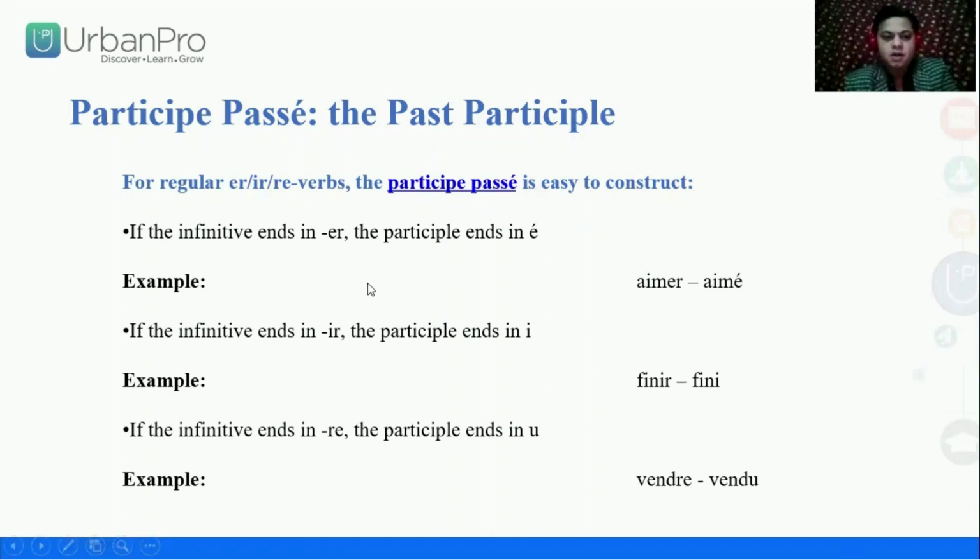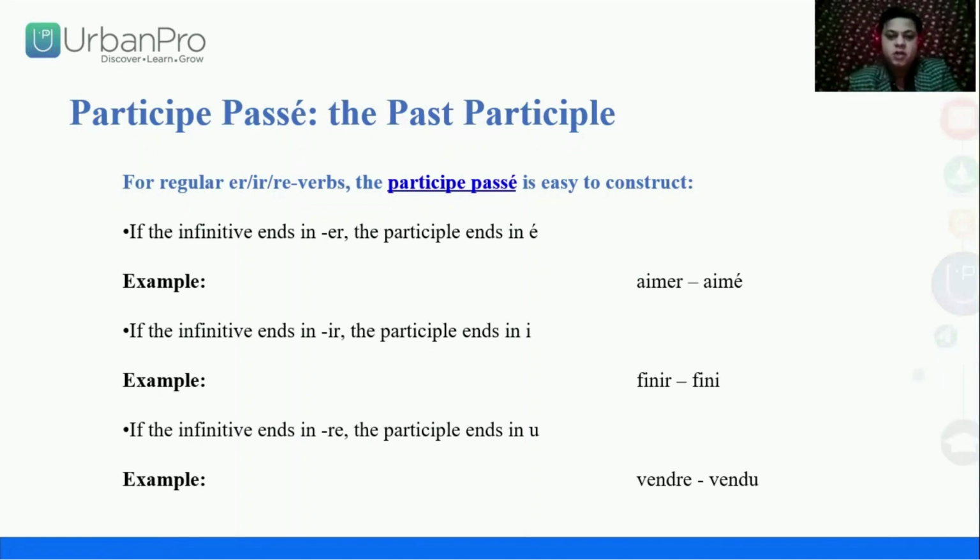Let's talk about IR verbs and RE verbs. IR verb is very simple. We just remove the R and the rest is the PPF. For example, finir. Finir means to finish. We remove R and the rest is the PPF. Now RE verb, for example, vendre. Vendre means to sell. It ends in RE, so we remove RE and instead of RE we put U. Vendu. So it's very simple.